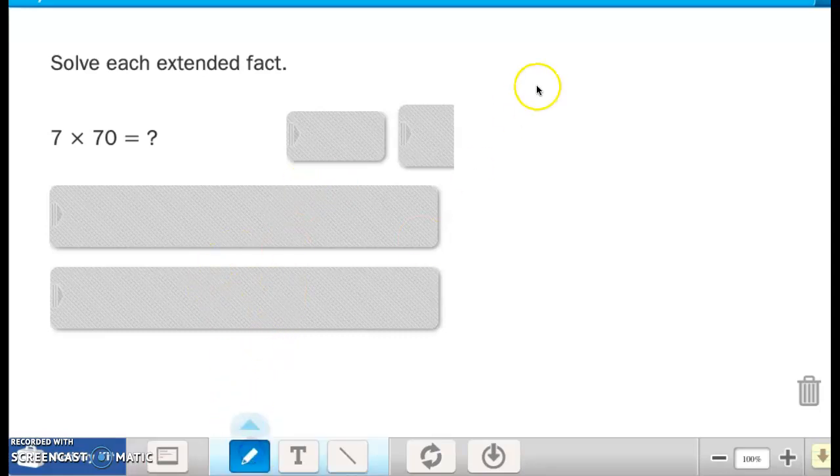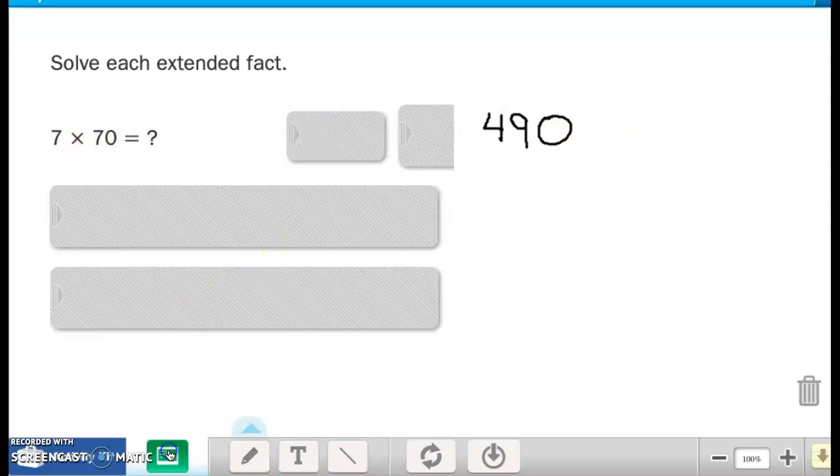Well, I hope you know them. If you don't, you need to practice your facts, your multiplication. 7 times 7 is 49, and then there is a 0 there, so we have to add a 0. Now, if there were 2 zeros, if it was 700, we would just add 2 zeros to that. So basically, you're just looking at the main fact. That's what you're looking at.